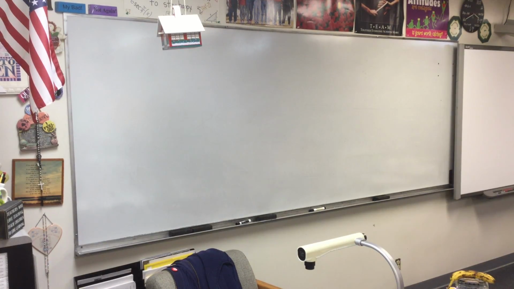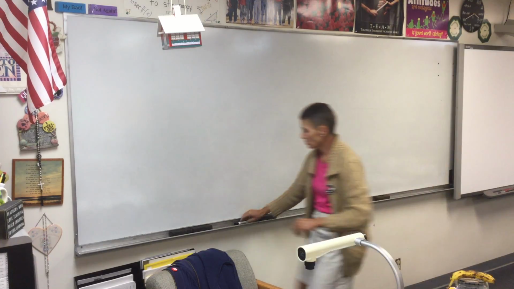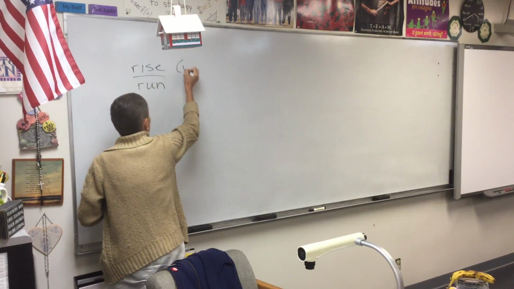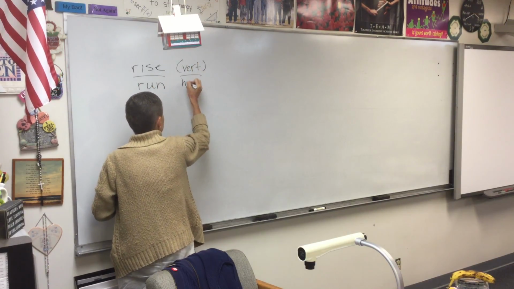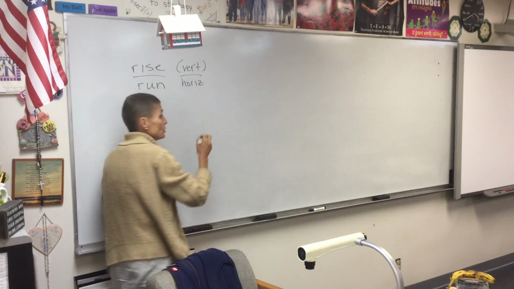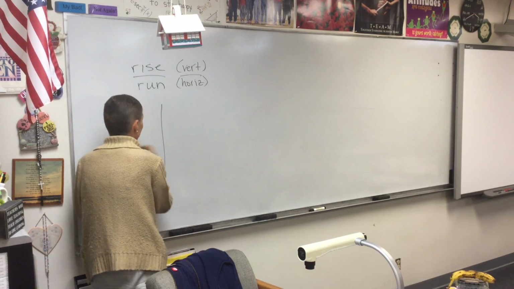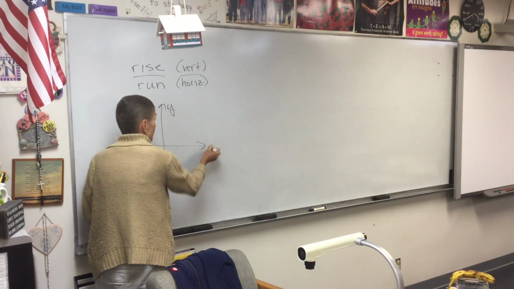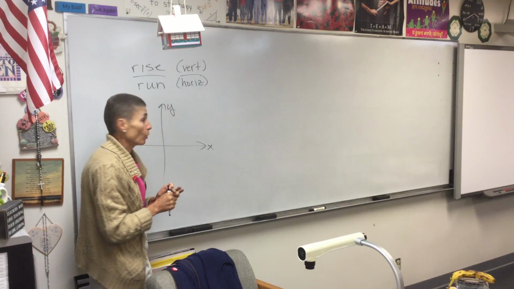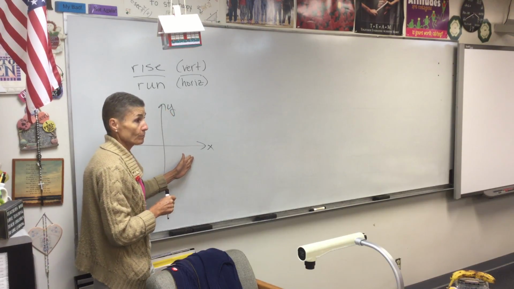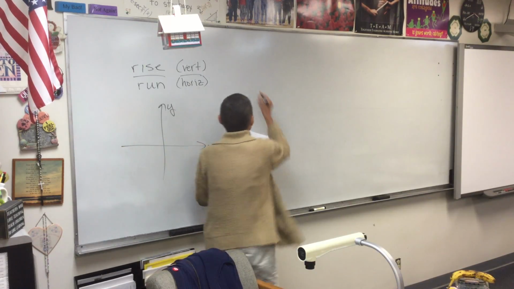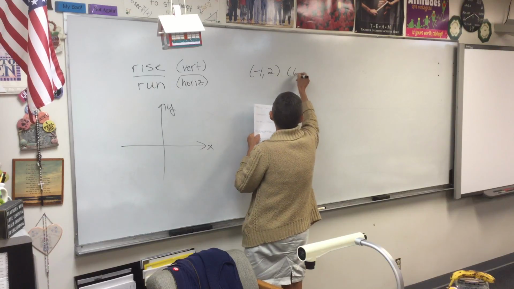Go. When we're dealing with 2 points, we do the y's on top, because when you say rise over run, that implies vertical over horizontal, right? And when you do your x and y axes, the vertical is the y and the horizontal is the x. So we're always going to do vertical over horizontal. Okay, so our 2 points are -1, 2, and 6, 8.